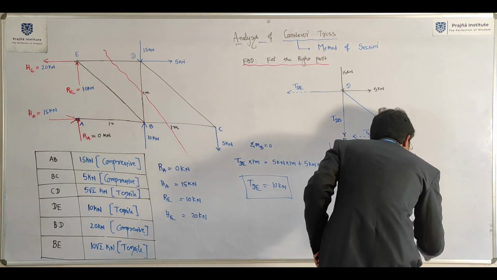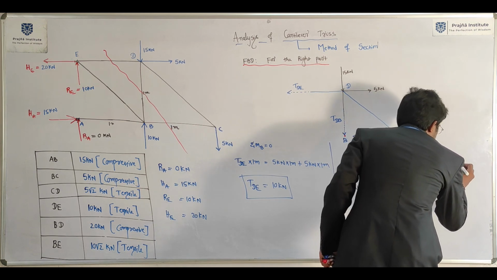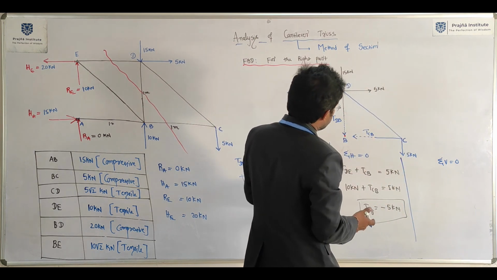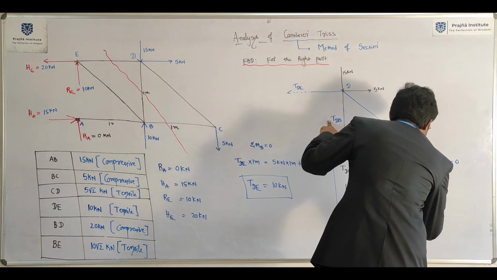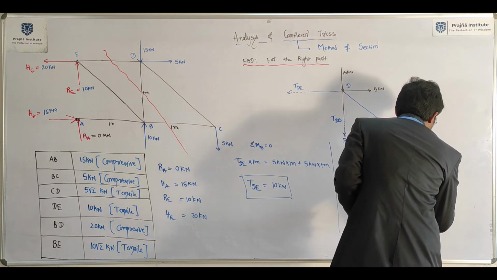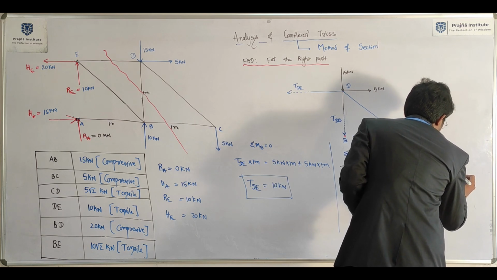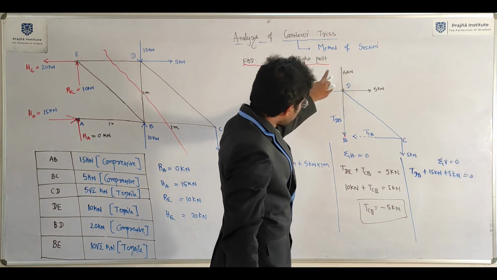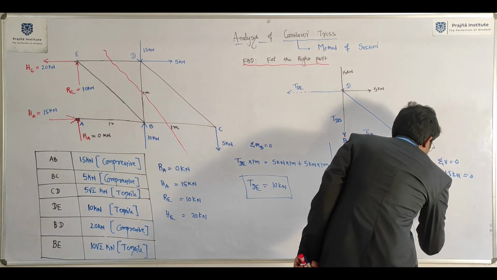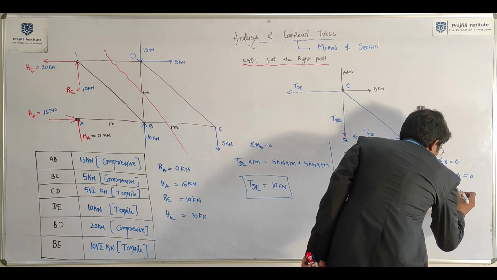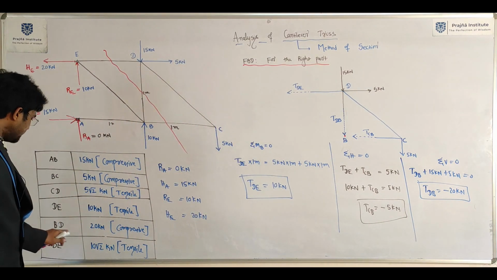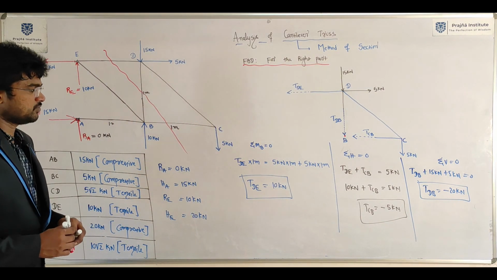Now sigma V equal to 0. The sum of the downward forces, and all are downward forces. TDB is acting downward, 15 kilonewton is acting downward, 5 kilonewton is acting downward. Correct? All are acting in the downward direction. 15 plus TDB plus 5, finally TDB is equal to minus 20 kilonewton. Force in the member BD is 20 kilonewton compressive in nature.